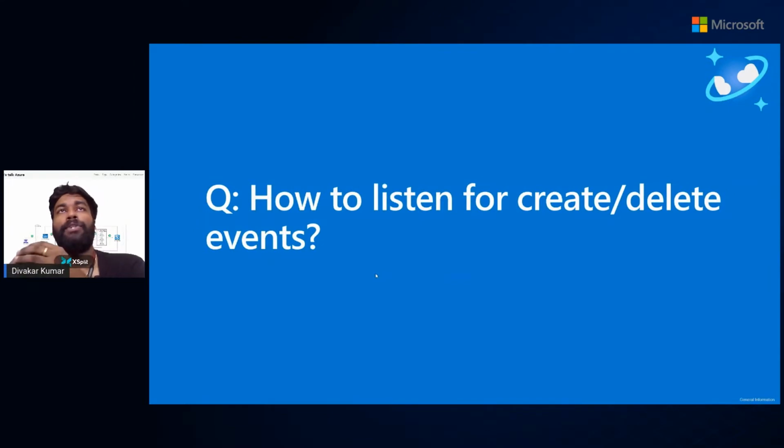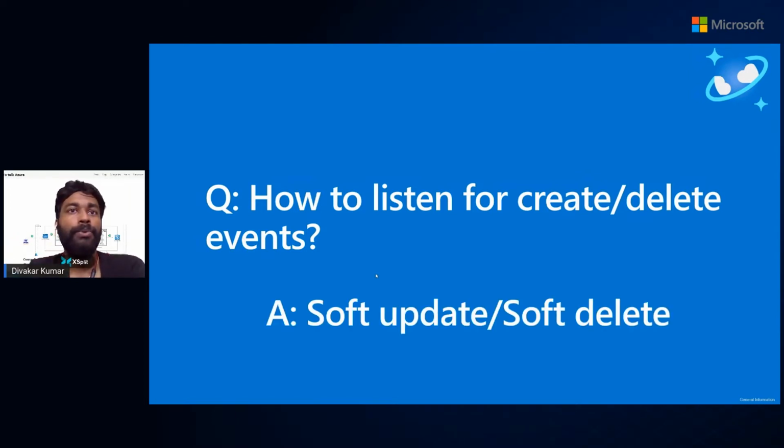When I started working on this application, a few questions came up. How do you listen for create or delete events? The change feed listens for any modifications to the documents, but it doesn't listen to any delete events. So how do you do this? One way is a soft update or soft delete. This way, you can have a flag within your document, say is update, is create or is delete.